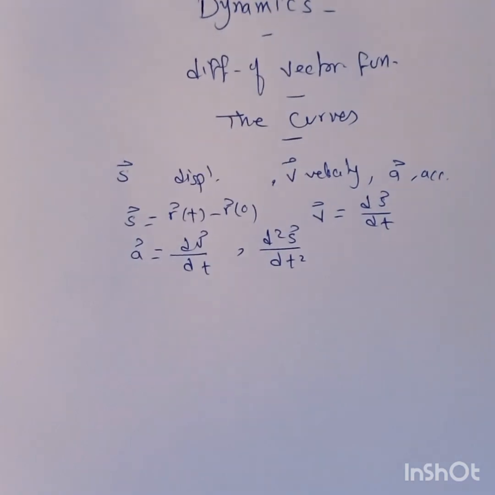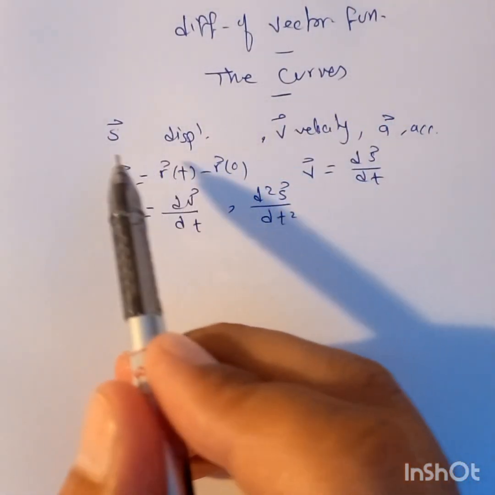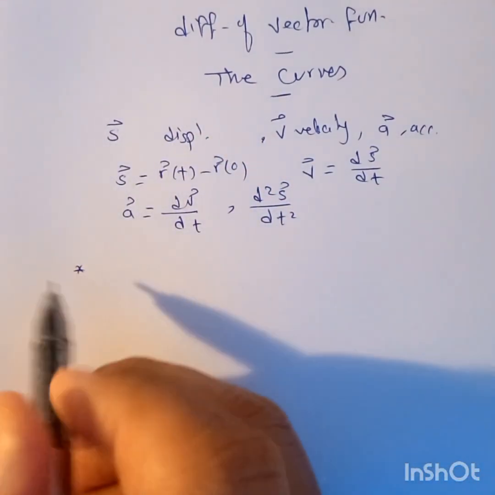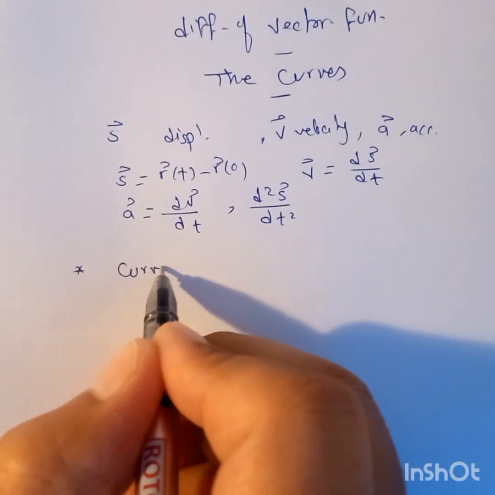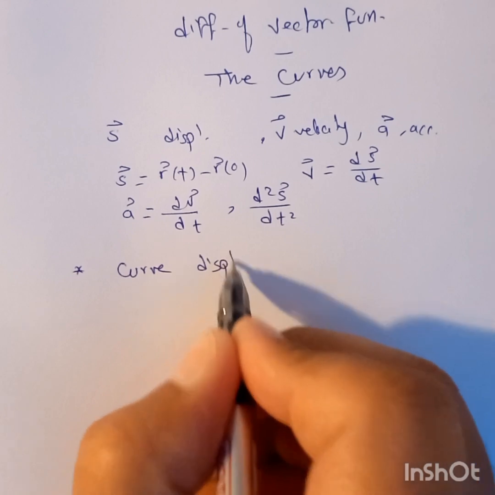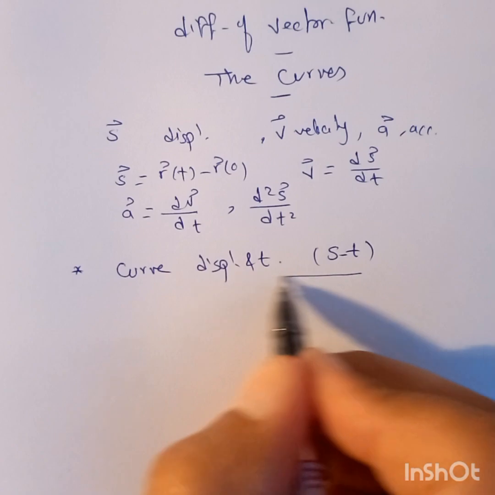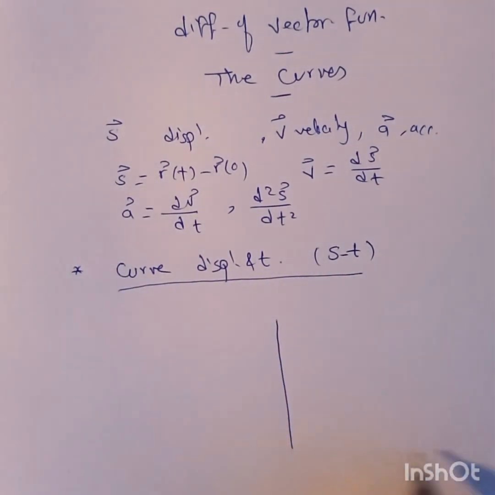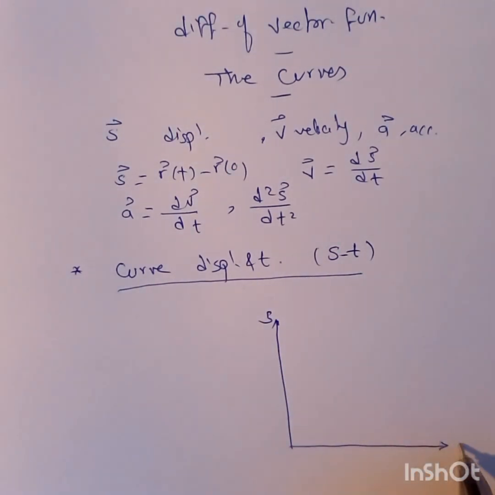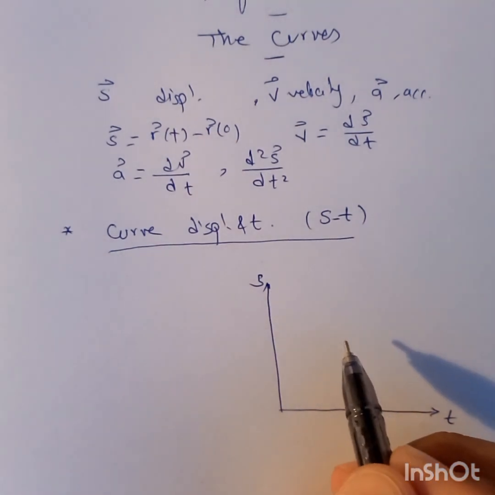Now we're going to explain different types of curves relating to each of these vectors with time. We'll start with the curve expressing the relation between displacement and time. This curve is called the ST curve. If we have this curve expressing the relation between S and time for a body moving in a straight line.